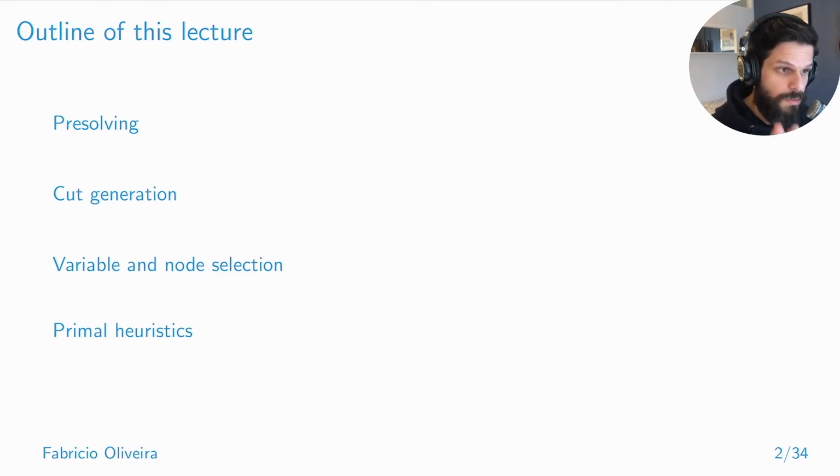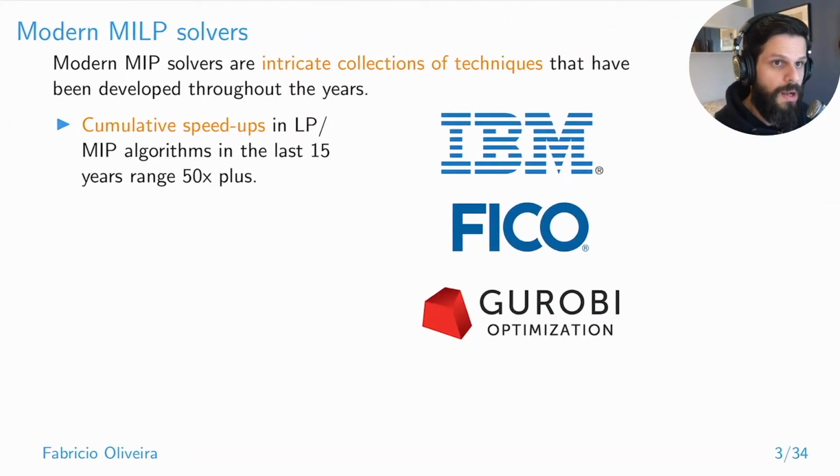But before we talk about what these are, let us first look into what I mean by a MIP solver. When we think about MIP solvers, I mean the code that is readily available to be called in order to solve your optimization problem, be it linear, mixed integer linear, or even non-linear. What you're actually doing is calling this intricate collection of techniques that are employed in combination to try to give you a solution.